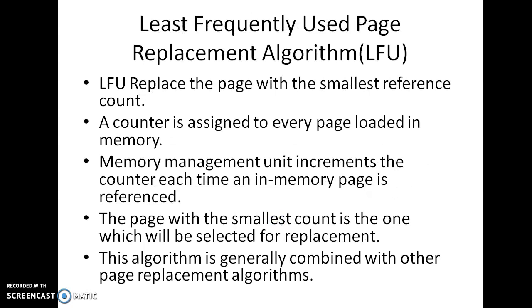In case of the least frequently used algorithm, the page with the smallest reference count is replaced first. For the reference count, a counter variable is used, and one memory management unit is present in the system, and it increments the counter value each time an in-memory page is referenced. The page with the smallest count is the one which will be selected for replacement, and this algorithm is generally combined with some other page replacement algorithms such as first in first out or least recently used.